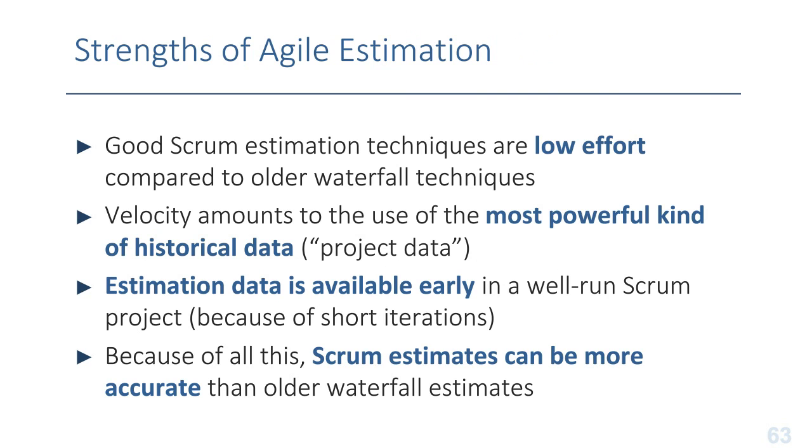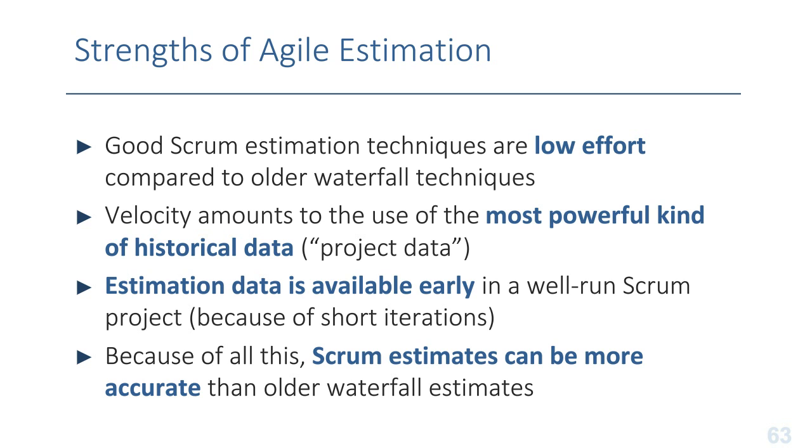So, the strengths I see of Agile estimation, especially in Scrum, is that they are low effort compared to older waterfall techniques. If we are doing story pointing for our iteration planning, if we are collecting velocity information, we're doing 90% of the work that we need to actually estimate the release as well as estimating the individual sprint.